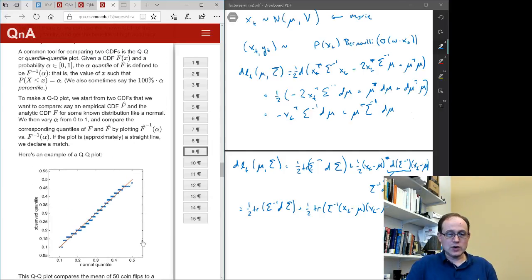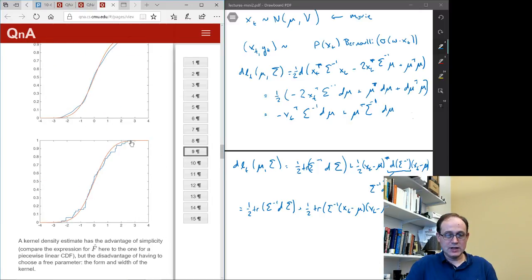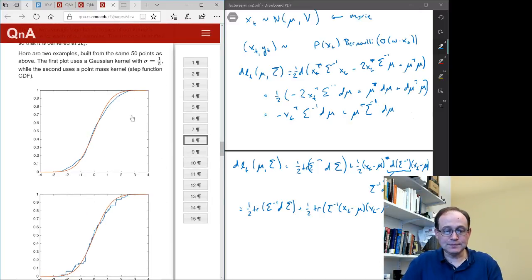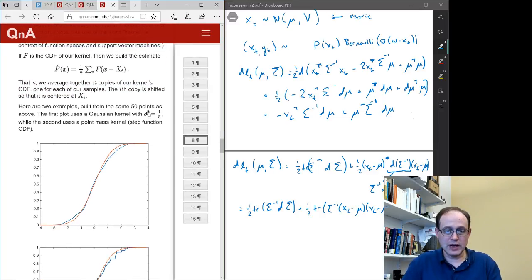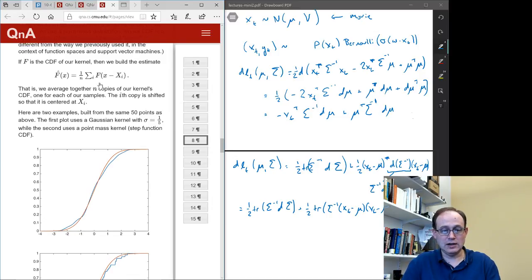Somebody's asking a question about the kernel density estimate. So in this plot, how do you compute the blue line? The formula for the blue line is this. The blue line is f hat, and f hat is the average of n copies of f, where f is our CDF for our kernel, defined right here. And each one of those copies is shifted according to one of our data points.